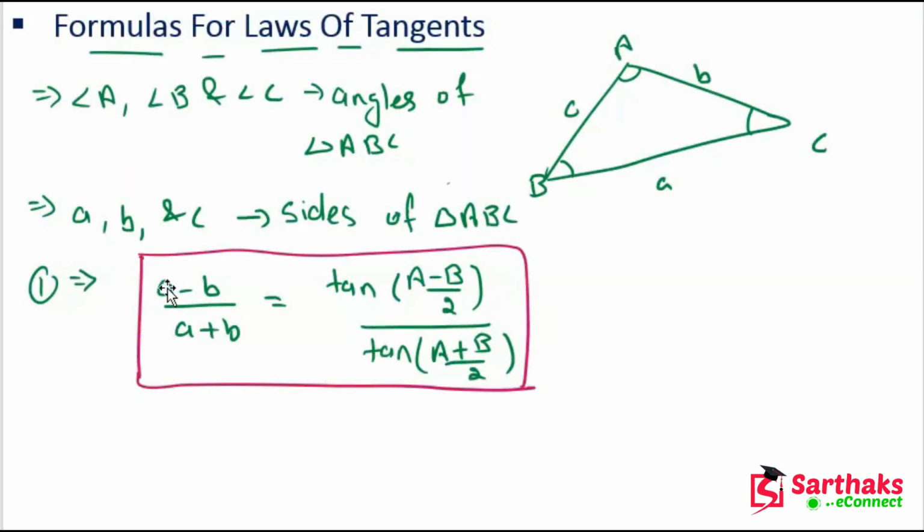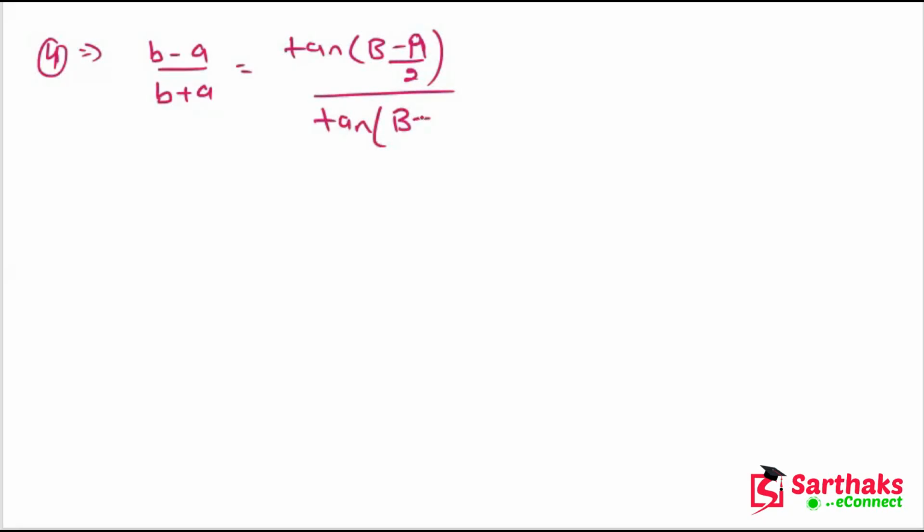In these formulas, if minus will become, then we can switch the order of letters in the above laws of tangent formulas, and it can be written as: after modification of the first formula, there is a fourth formula, (B minus A) upon (B plus A), which is equal to tan((B minus A) divided by 2) upon tan((B plus A) divided by 2). This is the fourth formula.